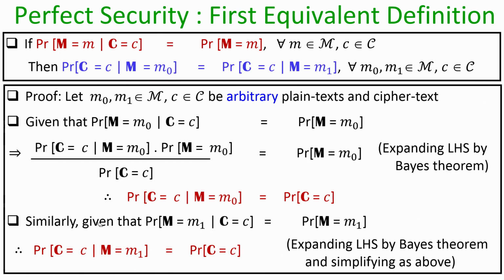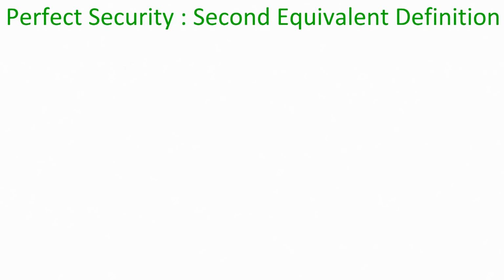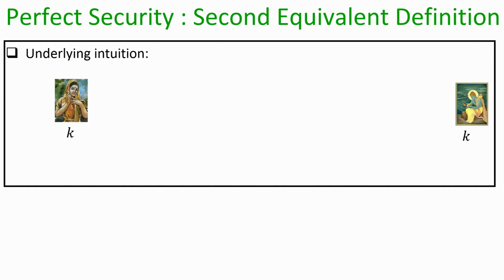So, if you are given an encryption process and asked to prove whether it is perfectly secure or not, you can either prove it as per the original Shannon's condition or as per the first alternate definition. Now, let us see another equivalent definition of perfect security, and before going into this definition, let us first try to understand the underlying intuition that we want to capture through it.